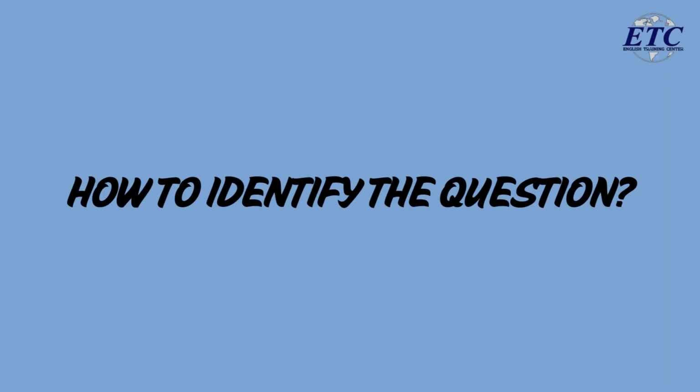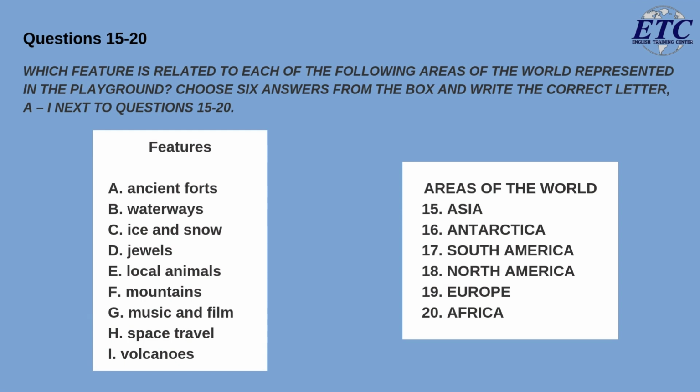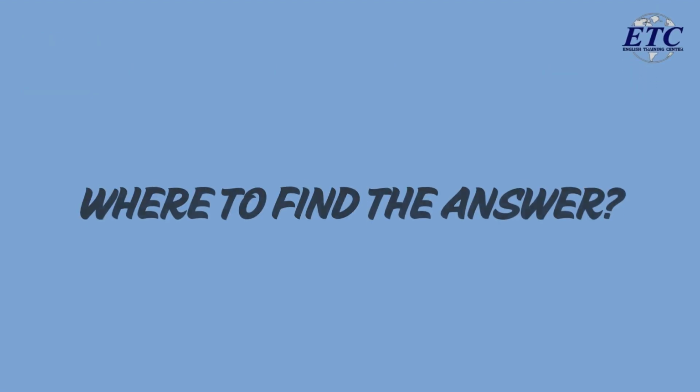First, we will learn to identify the question. As you can see from the provided example, this task consists of a list of features that should be matched to the questions below. Note that you'll always have more answer options than the questions, and every option can only be matched once. In this case, the answers range from A to I, and the questions are from 15 to 20.